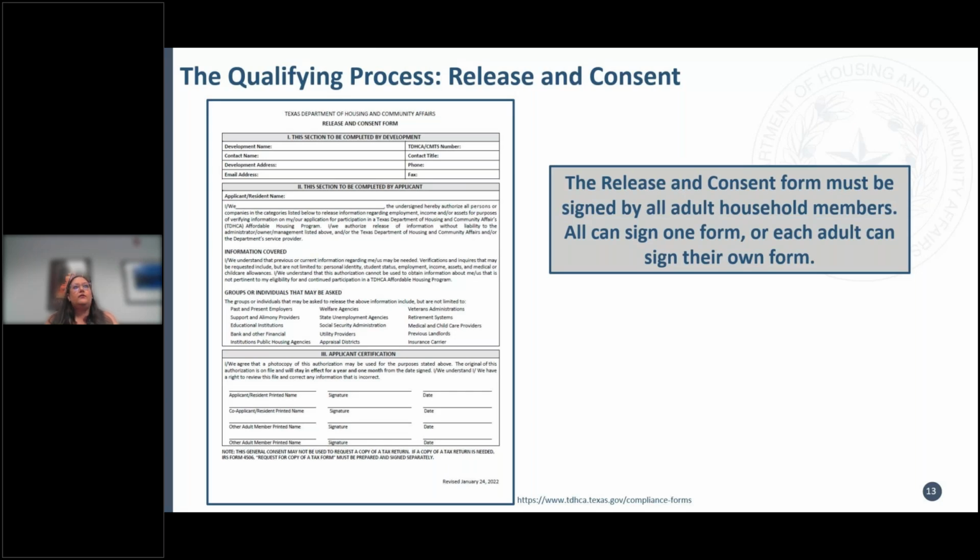That is something I would determine on site, how you want to handle that, but you can see that release and consent form on your screen now. It does have room for 4 different people to sign. So if you have more than 4, you would definitely need a second form. If you have 4 or less, you would be able to use this one form.